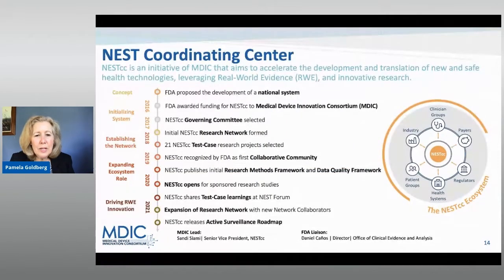And then our NEST Coordinating Center, and I could spend an hour just on this subject. Our National Evaluation System for Health Technology is really very core to what we're doing with real-world evidence at MDIC. As you can see, it was created in 2016, but we've come a long way in the last few years. We have a system of network collaborators, have done a number of test cases, have created a collaborative community, and are now building a cloud infrastructure for active surveillance.